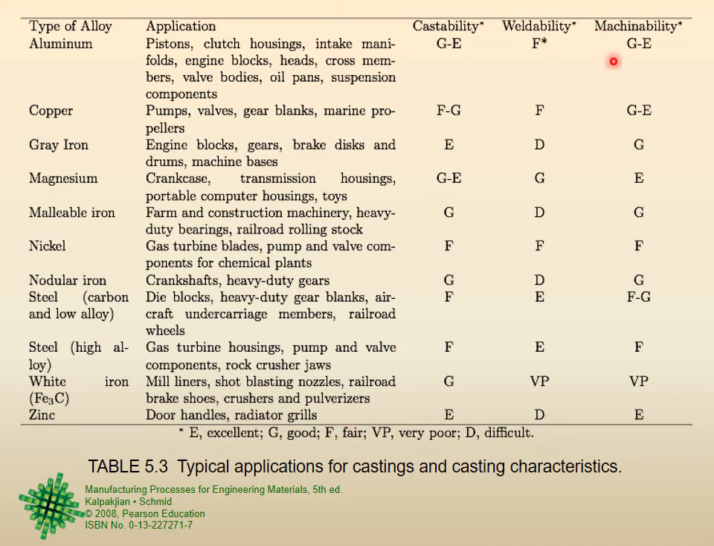And then this is for welding and machining. This you can study later on. So if you go to the welding chapter, and when you go to the material removal chapter, you can still refer back to this table 5.3.